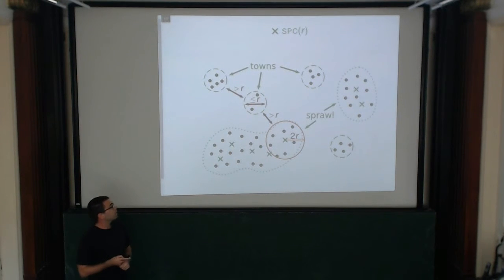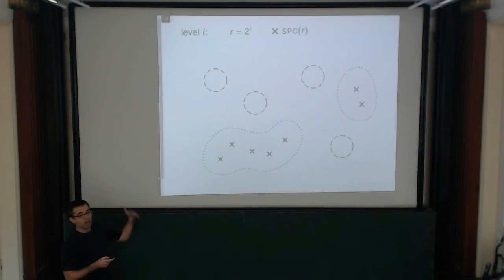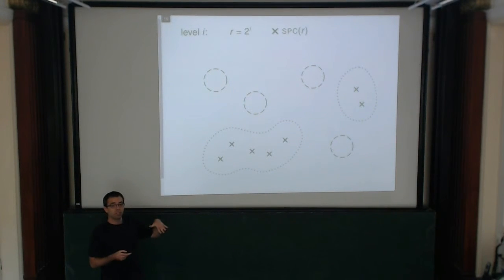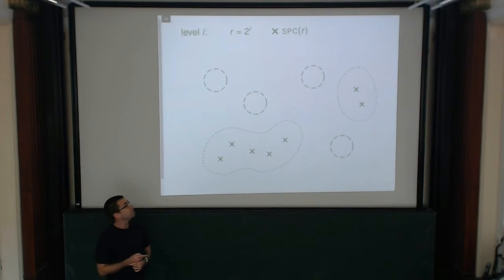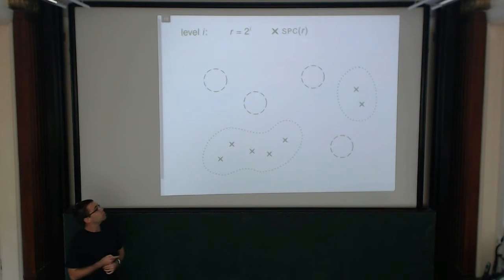Okay, and good. So now what I want to do is find a sort of hierarchy of shortest path covers, so of exponentially growing scales. So for every integer i I will fix the scale 2^i. And what I want, so now let's look at the next lower level.